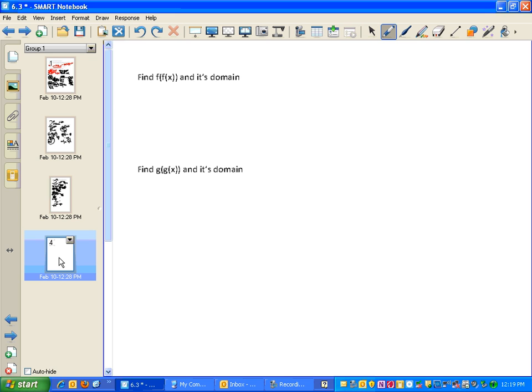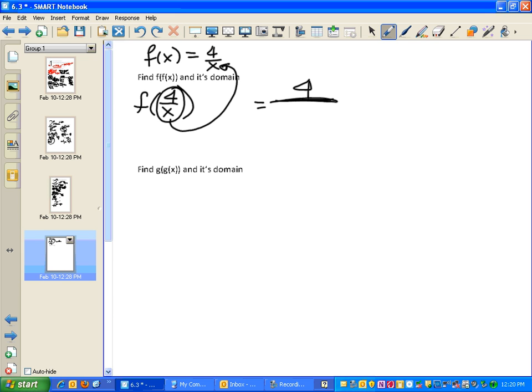All right, find f of f of x. So I want f of 4 over x, correct? I'm putting the function into itself. So that means where is this going to go? As the x in f of 4 over x, right? So it's going to be 4 over 4 over x, which is 4 divided by 4 over x, right? What do I do?